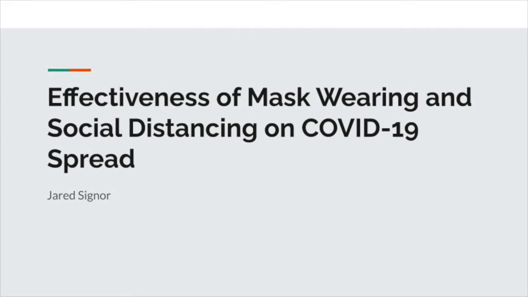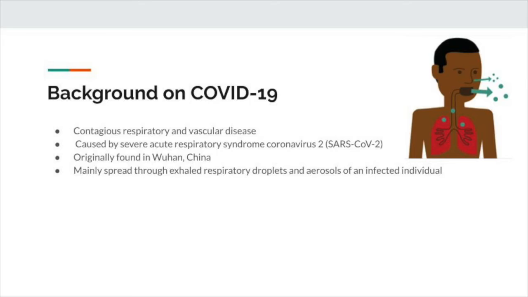I'm Jared Signor, and I did my project on the effectiveness of mask wearing and social distancing on COVID-19 spread. Some background on COVID-19 is that it is a contagious respiratory and vascular disease. It is caused by severe acute respiratory syndrome coronavirus 2, or SARS-CoV-2. It was originally found in Wuhan, China, and it mainly spreads through the exhalation of respiratory droplets and aerosols of an infected individual.